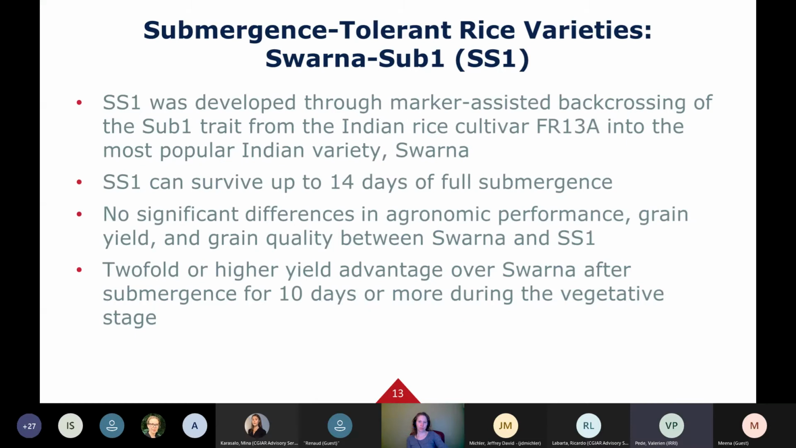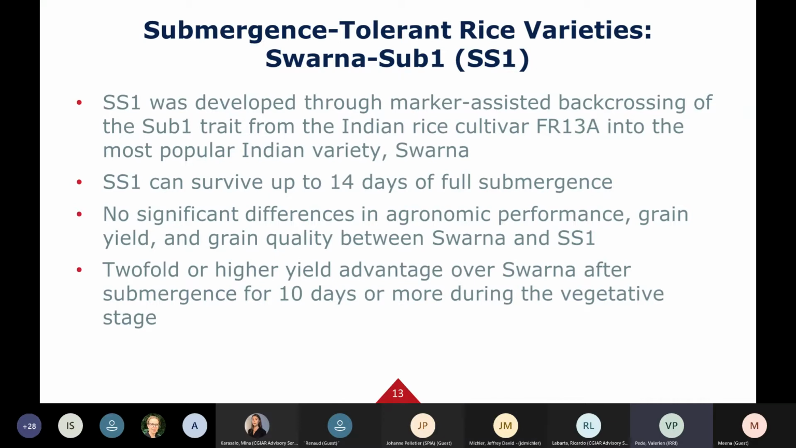So first of all, the submergence-tolerant rice varieties that we're talking about here, the Swarna-Sub1, this was a variety that was developed through marker-assisted backcrossing of a Sub1 trait from the Indian rice cultivar called FR13A, and this was put into the popular Indian variety called Swarna. So one of the major characteristics of Swarna-Sub1, which Jeff already mentioned, is that it can survive up to 14 days of full submergence.